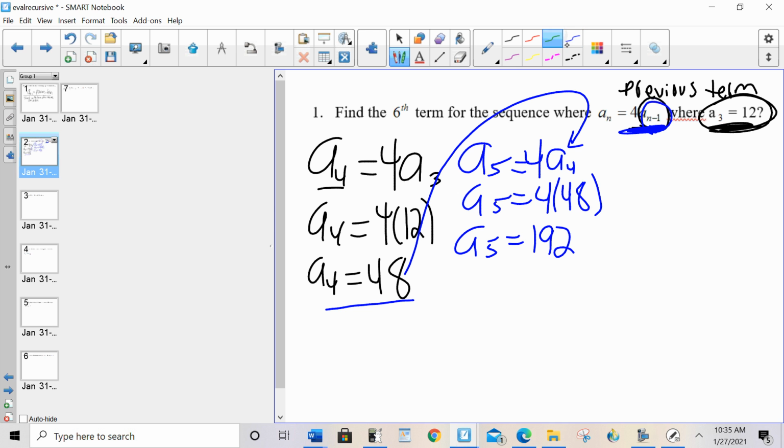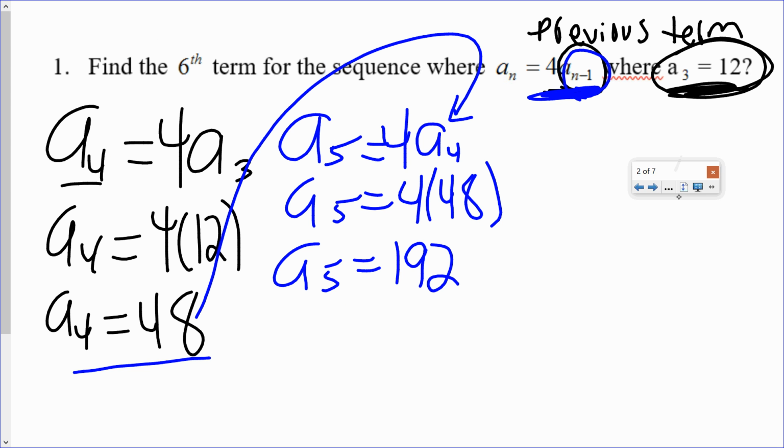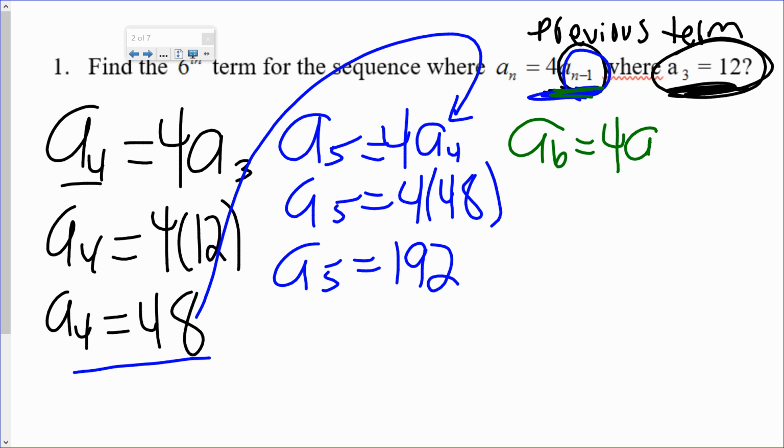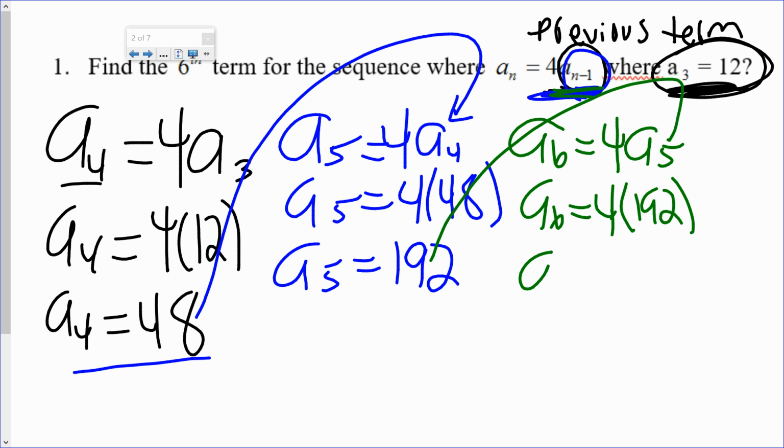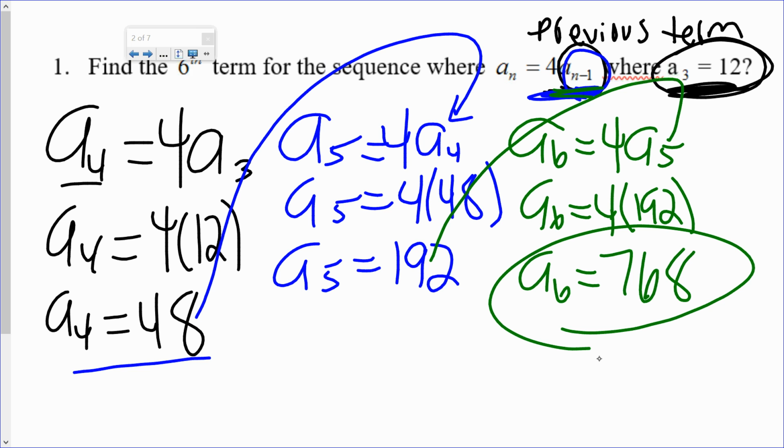Now that I have the fifth term, I can find the sixth term. So I'm going to do a_6 equals 4 times the previous term, which is the fifth term. And the fifth term is 192. And 4 times 192, I don't want to get it wrong, I'm just going to use my calculator here. 768, and that's your answer.